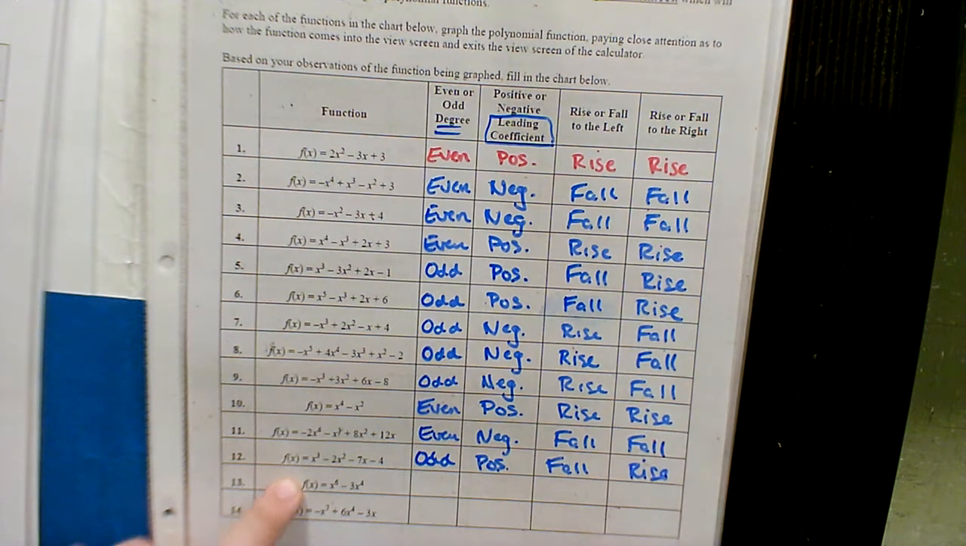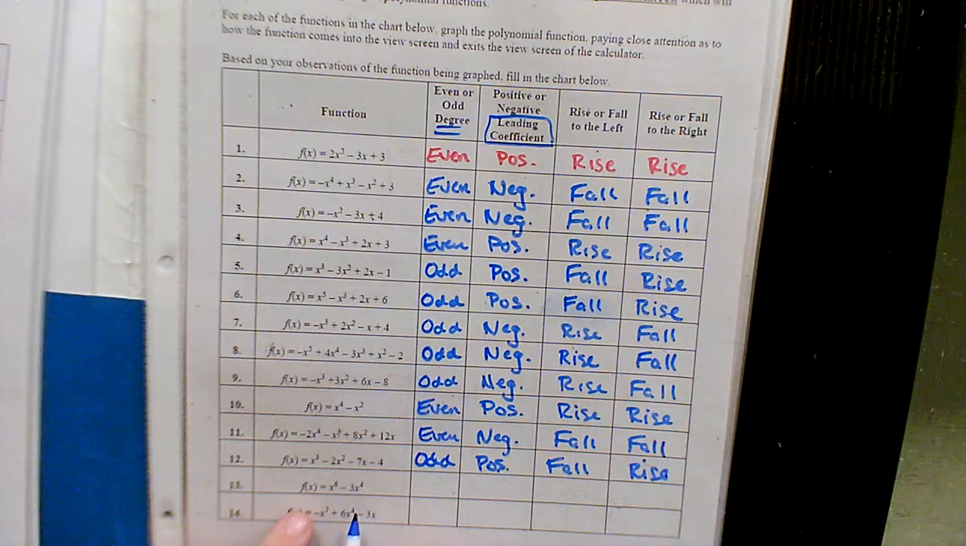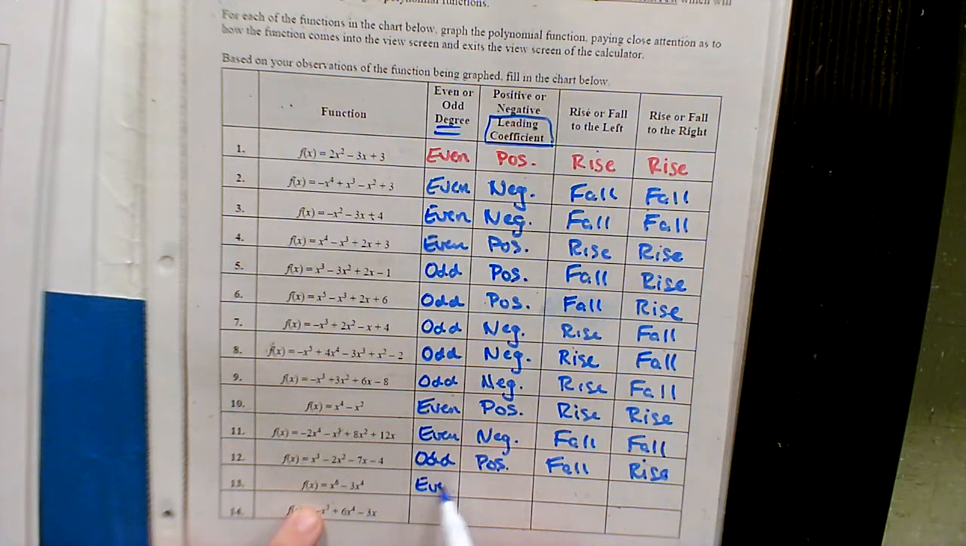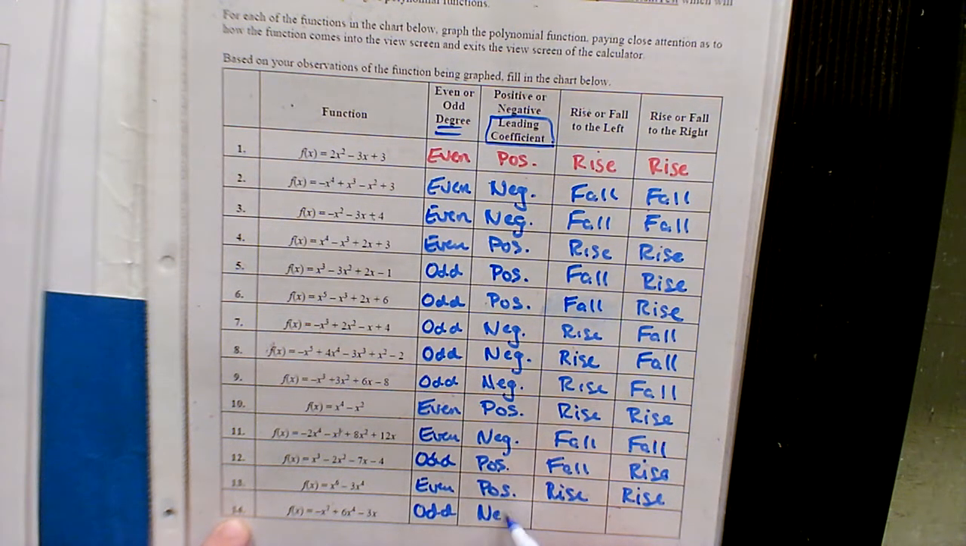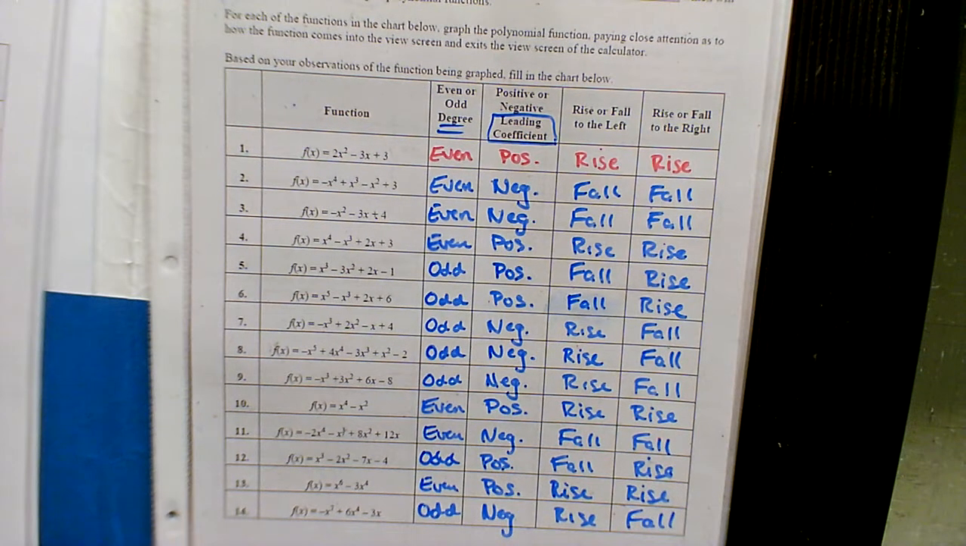All right. Evan, were you able to get 13? I got even positive, but I didn't get the rise and falls. Okay. Can someone help him out with the rise or fall for 13? Yeah. I got rise, rise. Rise, rise. Okay. And Caden, were you able to get 14? Odd, negative, rise, fall. Looks good. All right, so make sure that table's filled out.